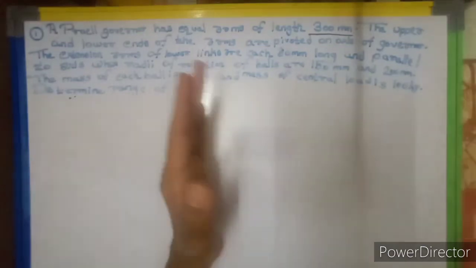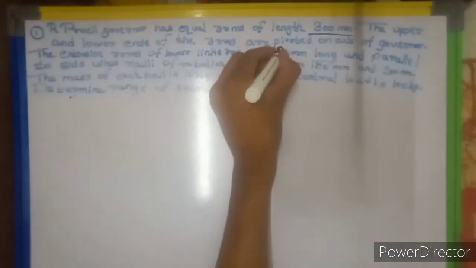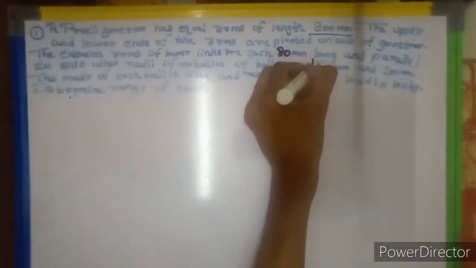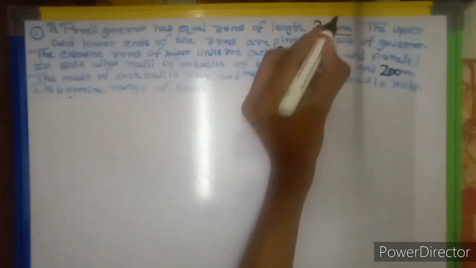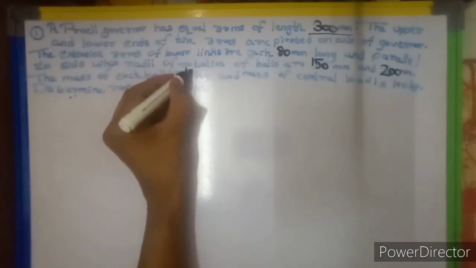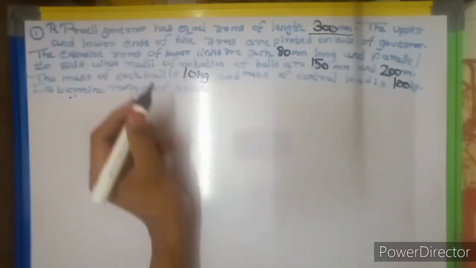The extension arms of the lower links are each 80 mm long and parallel to the axis when the radii of rotation of the balls, that is minimum and maximum position, are 150 and 200 mm. So this is 80, this is 150, this is 200, this is 300. The mass of the ball is 10 kg and the mass of the sleeve is 100 kg, that is small m is 10 and capital M is 100.